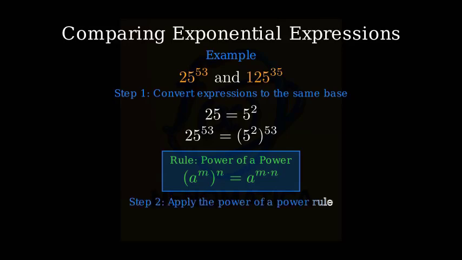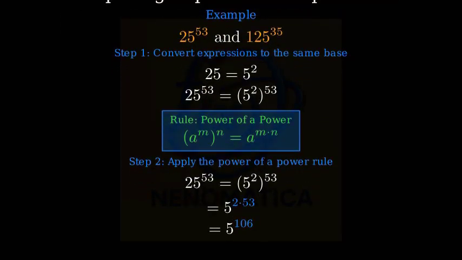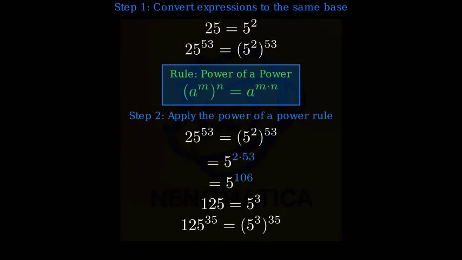Next, let's convert 125 to base 5. 125 equals 5 cubed. So, 125 to the power of 35 becomes 5 cubed to the power of 35. Applying the power of a power rule again, we get 5 to the power of 3 times 35, which equals 5 to the power of 105.